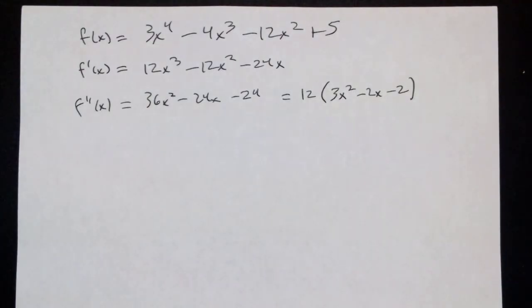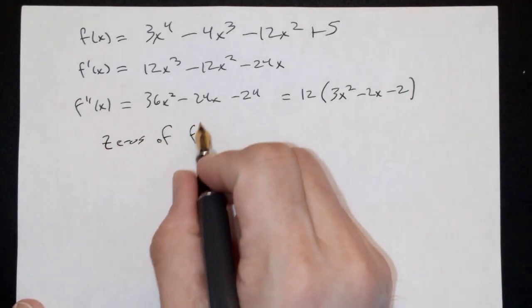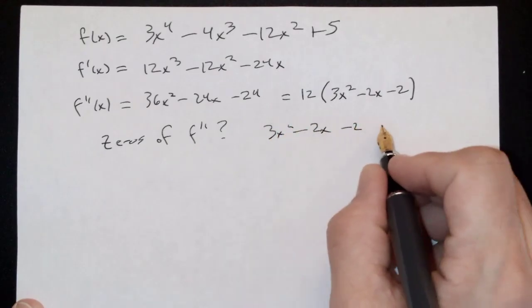So I'm going to do the same sort of sign chart we were doing for the first derivative for the second. First thing I need to do, though, is find the technically not critical numbers. Critical numbers only happen for the first derivative. So they're potential inflection points. Zeros of f double prime. 3x squared minus 2x minus 2 equals 0.